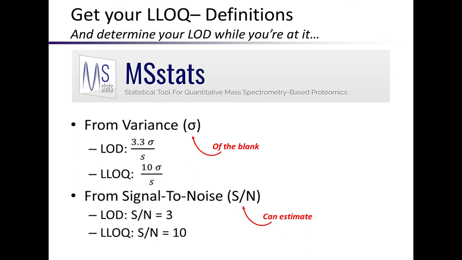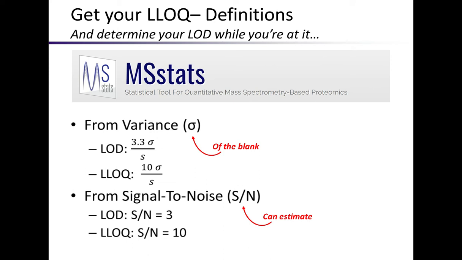And you can use MSstats to get your LLOQ, okay? When it plots those curves, it just pops it out, or writes out the LLOQ for you, as well as the LOD. I just wanted to leave you with a warning on this: know where you're getting your definitions from. Some things are defined by variance for your LOD and LLOQ, and sometimes your LOD and LLOQ are defined based on a signal-to-noise ratio of the background or the blank. But it's important to know these things.